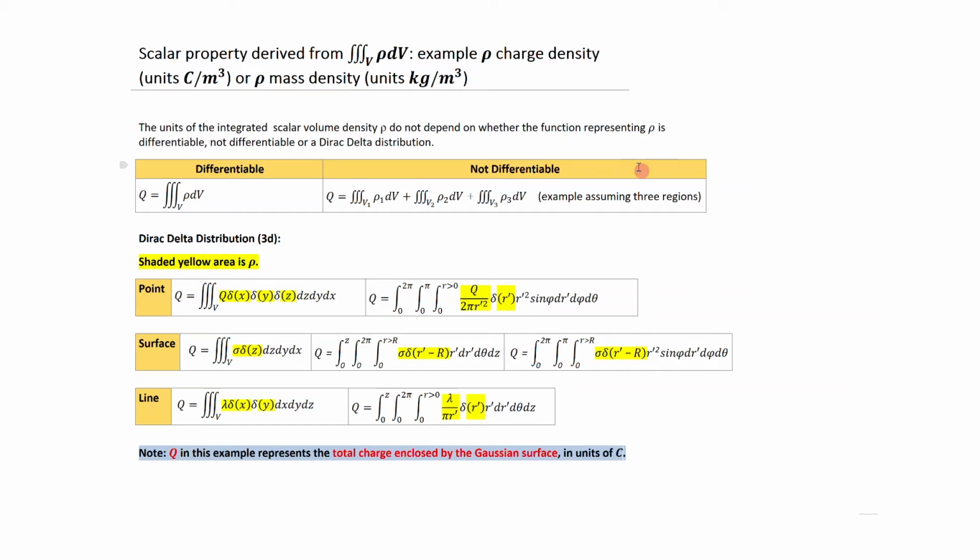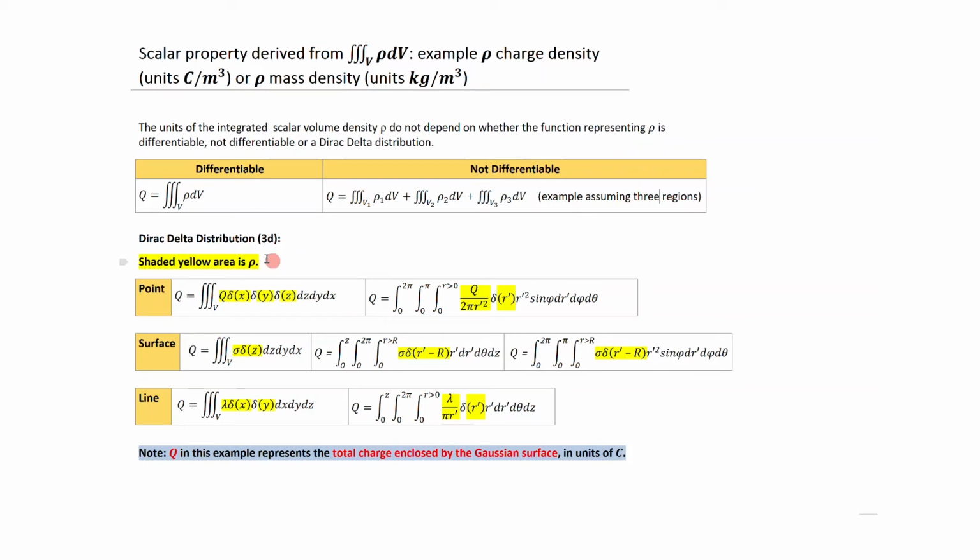So let's look at a couple of examples. So Q, which would be the total charge enclosed, would be the integral of rho dv. A non-differentiable case would be where we have to break it up into separate regions. So in this region it's differentiable, this region is differentiable, and this region is differentiable. Total charge enclosed would be just the sum of the three contributions if we're talking about three different regions.